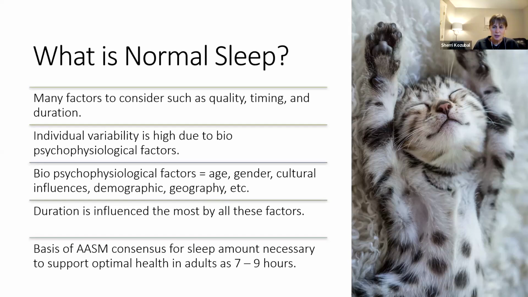All these influences can make a real big impact on what is considered normal. So if you look at all those factors, the one thing that is influenced the most by all of them is duration. On the basis of that, the ASM came up with a consensus for the sleep amount that's necessary to support optimal health. This is specifically for adults. Children are a totally different story. But they decided that 7 to 9 hours is the magic number that supports optimal health.